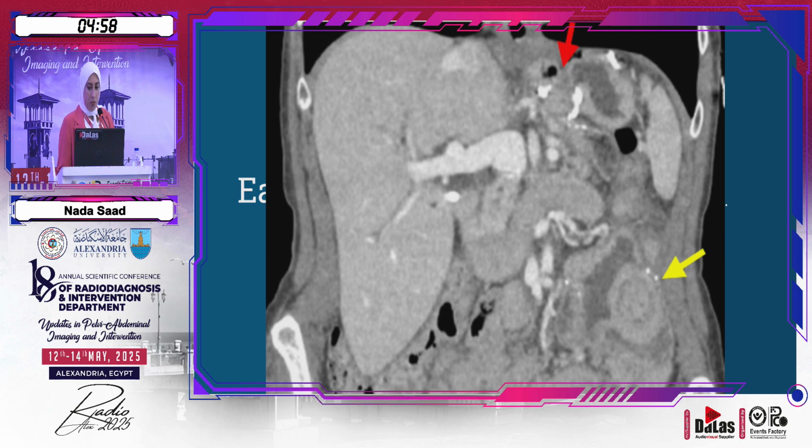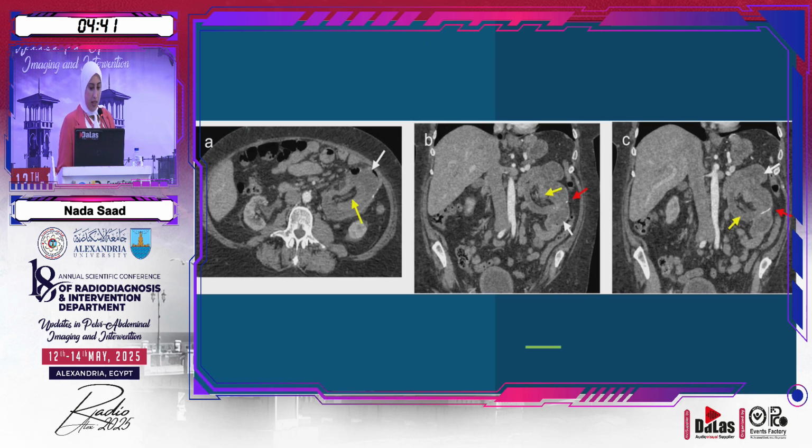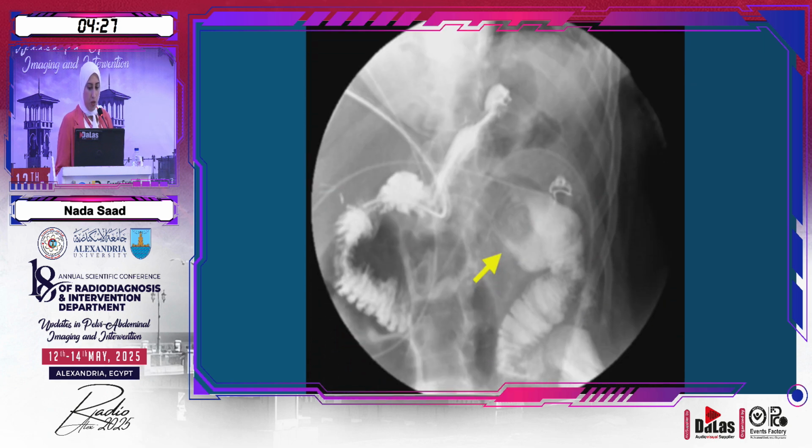This coronal CT abdomen and pelvis with intravenous contrast is for a patient with history of Roux-en-Y gastric bypass, showing jejunal intussusception at the left side of the abdomen, and still no proximal bowel dilatation. But in this patient, also showing jejunal intussusception at the left side of the abdomen with proximal dilatation of the bowel, which means obstruction. AP fluoroscopy image with patient in supine position after ingestion of barium, showing jejunal intussusception here in the left side of the abdomen.